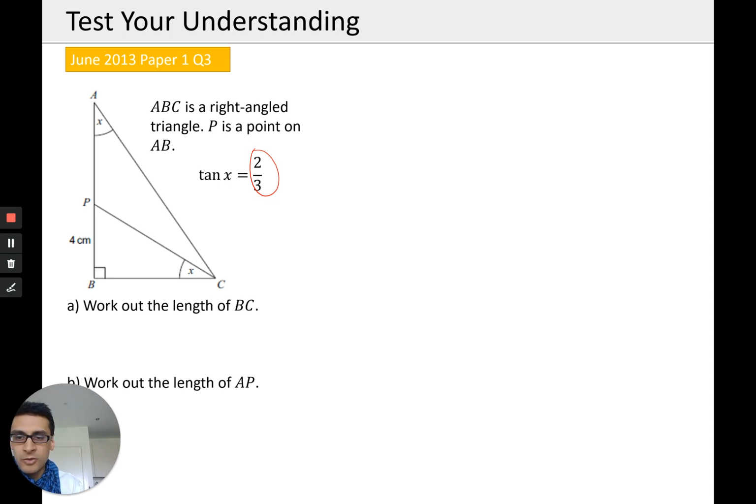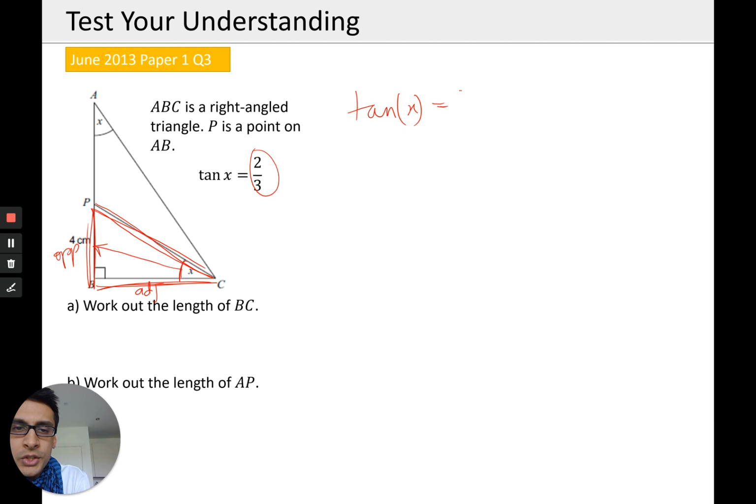So we're going to use a bit of ratio here to work out length BC. Well, if you focus on just the triangle on the bottom, if that's angle x, which is labeled for us, we know that opposite is 4, and adjacent, which is what we're looking for, we'll just call it BC because that's how it's labeled. So we can say tan x, we know that tan is equal to opposite over adjacent, is equal to, in this case, opposite is 4, and adjacent, we'll just call that BC. But you're also told that tan x is equal to 2/3.